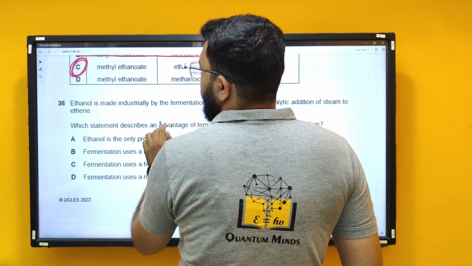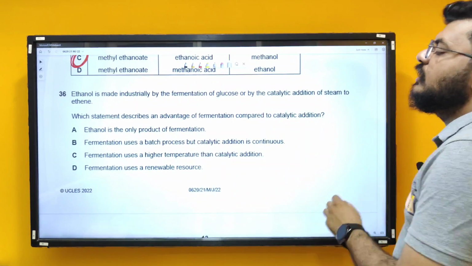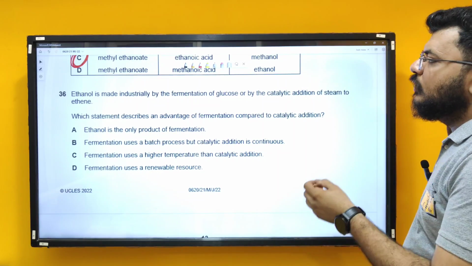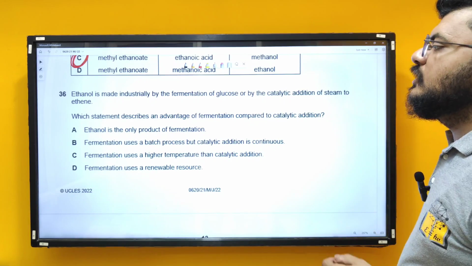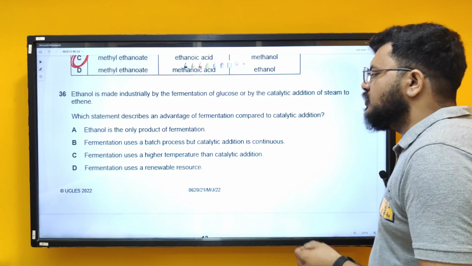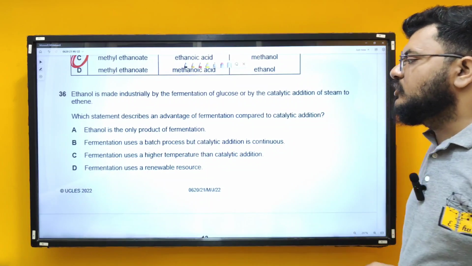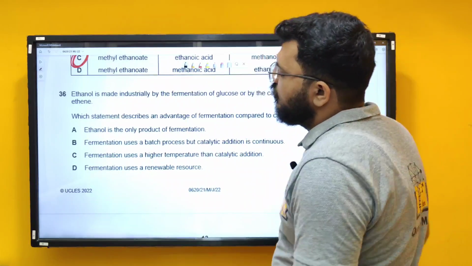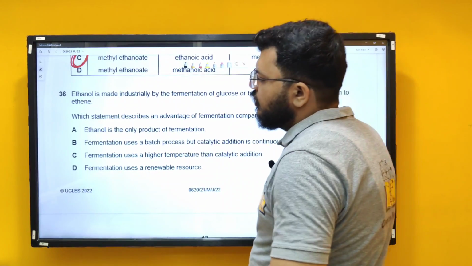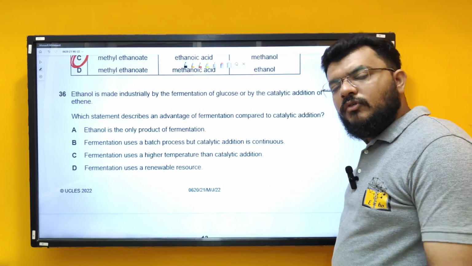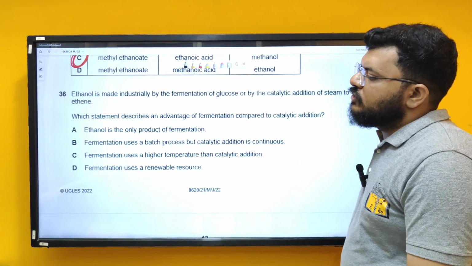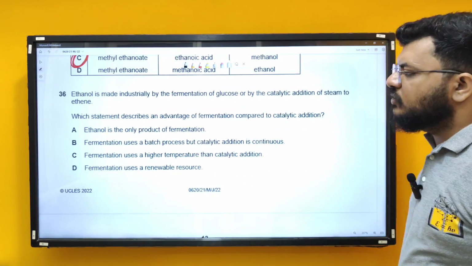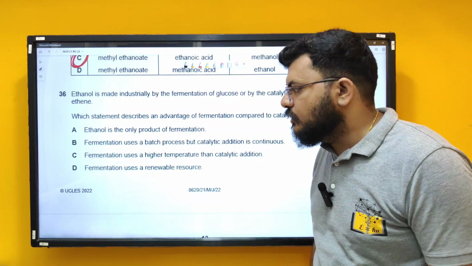36. Ethanol is made industrially by fermentation of glucose or by catalytic addition of steam to ethene. Which statement describes an advantage of fermentation compared to catalytic addition? That fermentation is a renewable process, right? So is ethanol the only product of fermentation? No, water remains, right? Yeast dies before all of that solution is changed to ethanol. Fermentation uses a batch process, but catalytic addition is continuous. This is actually a disadvantage of fermentation.